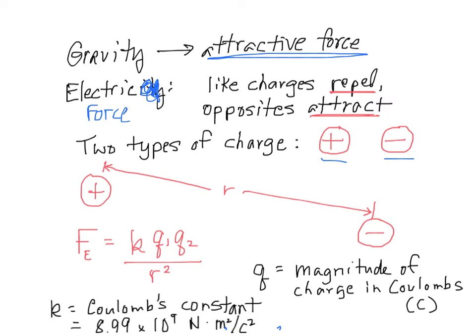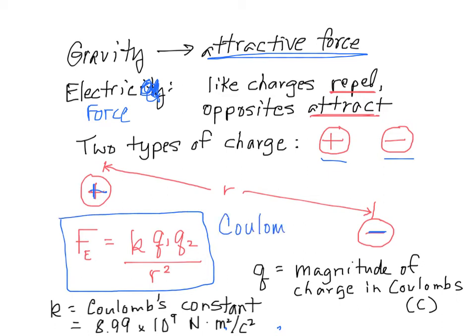So if I had a positive charge over here and a negative charge over here, separated by a distance r, the electric force can be described with this equation. It's called Coulomb's law. Coulomb was a scientist back in the 1800s. Coulomb's law looks really similar to Newton's law of universal gravitation. Same form, but instead of a capital G, you've got a K. That K is called Coulomb's constant, and it is 8.99 times 10 to the 9th newtons times meter squared over coulomb squared. Don't worry about the units.